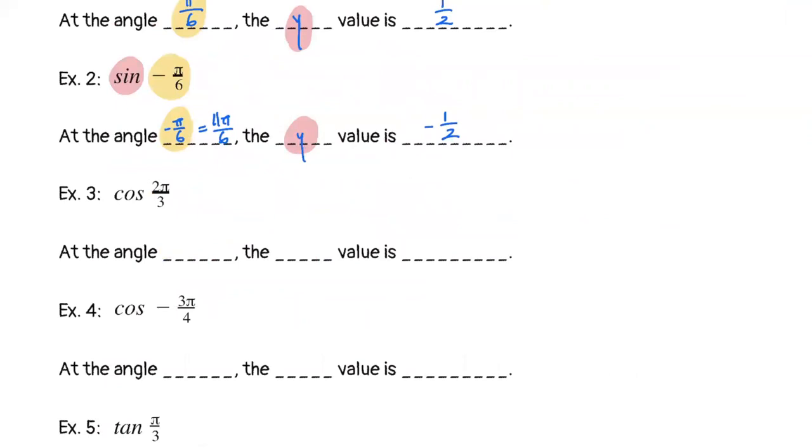For example 3, what angle should I go to? Pi over 3, beautiful. And once I get there, what am I looking for? Great. And we know we're looking for the x value because we have cosine now. And cosine means we got to find the x value. All right, go to 2 pi over 3, find the x value, and you get negative 1/2. Perfect.